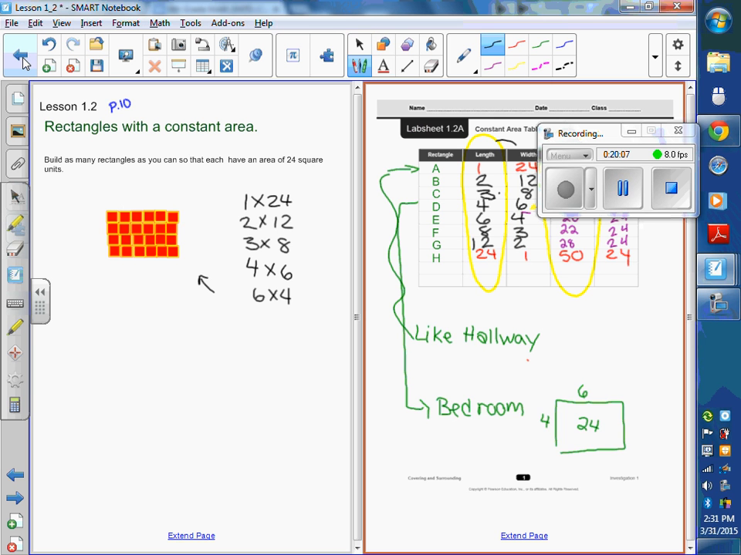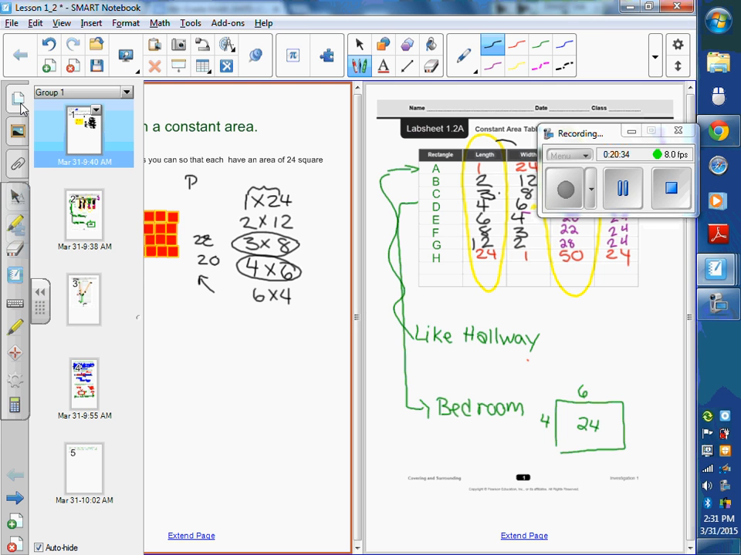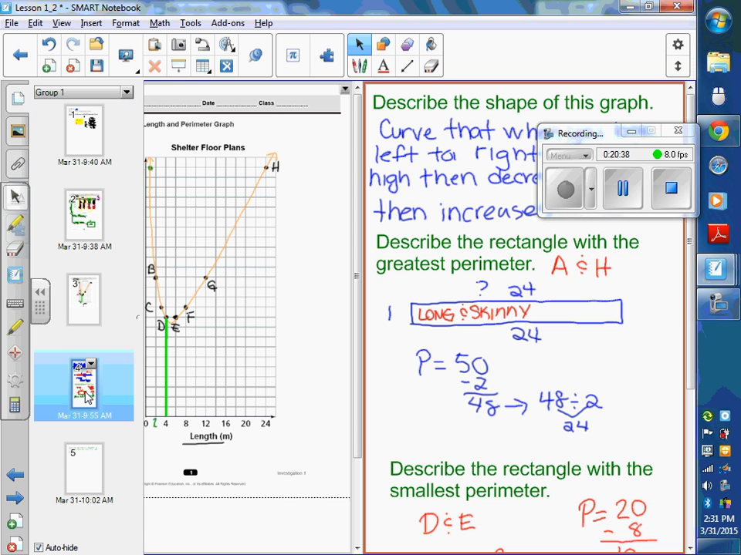The smallest perimeter, these are all the same area of 24 here. But remember, if I add these together, I get 11, and I double it, I get the perimeter of 22. If I add these together, I get 10, and I get the perimeter of 20. 4 and 6 are closer together than 3 and 8. They have the smallest perimeter. And then the biggest: 1 and 24 are really far apart. They have the biggest perimeter. Great, great contribution. That's a great thing to think about. You kind of beat me to the punch there, which is super.